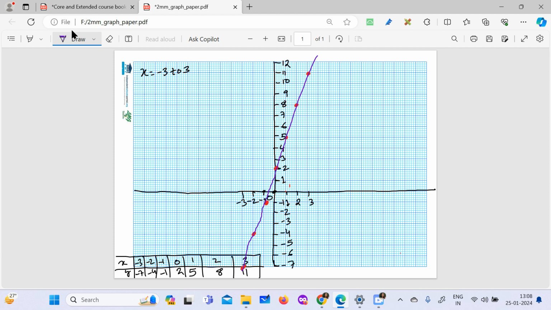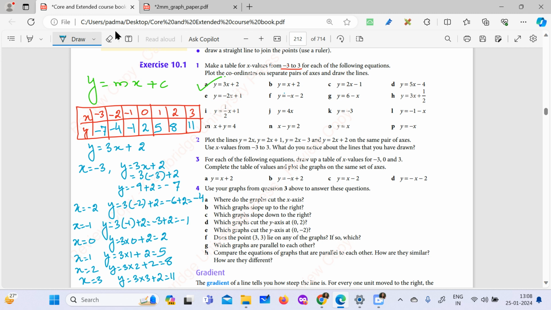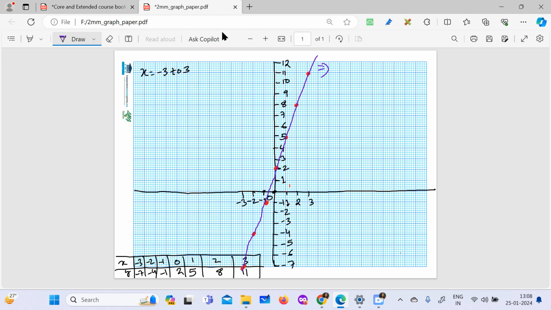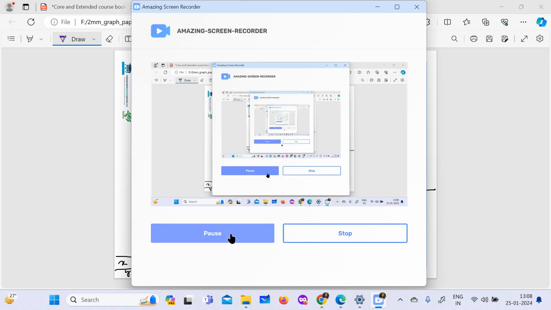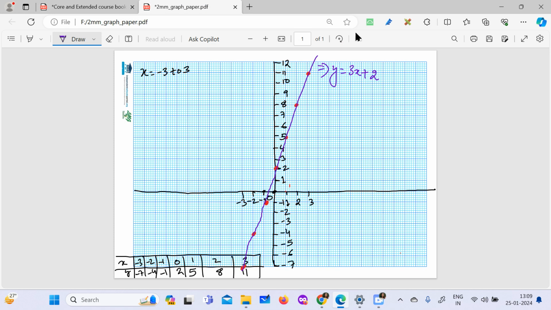Whenever you are plotting the graph, after plotting your straight line, you must give it a name, like this is the graph for what equation? Our equation is y is equal to 3x plus 2, so we will write here y is equal to 3x plus 2. I hope everyone is clear how to plot a graph.